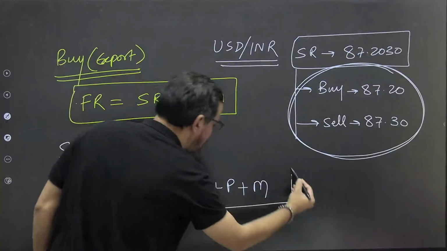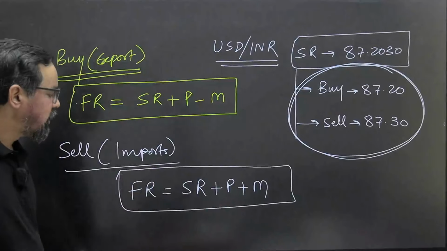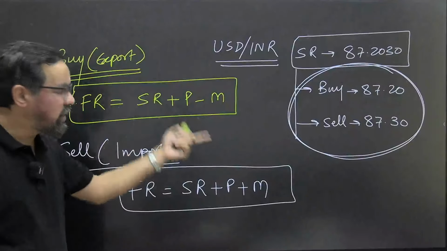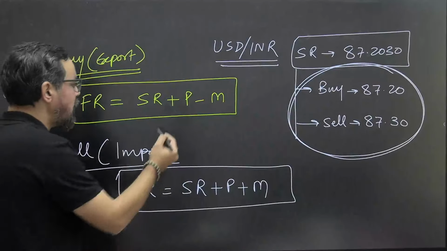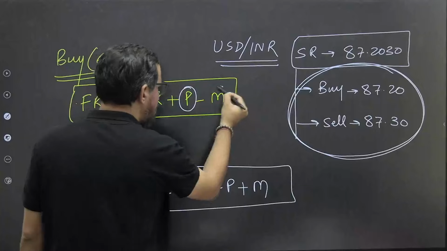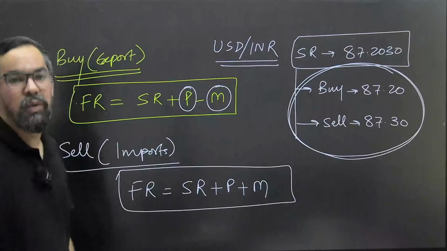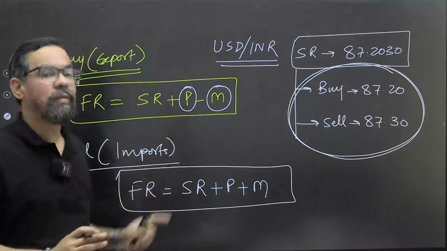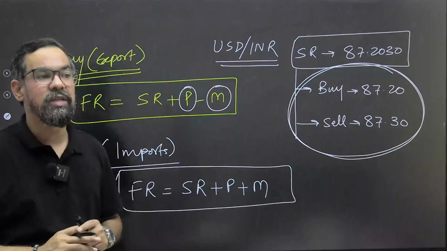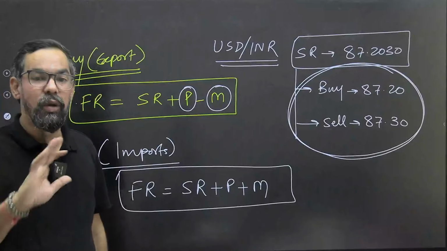Now, there are two other points. Spot rate we all know. So now what is this premium or margin? This will be given in the question itself. This is something which is called intrinsic value, which includes the time value and opportunity cost.